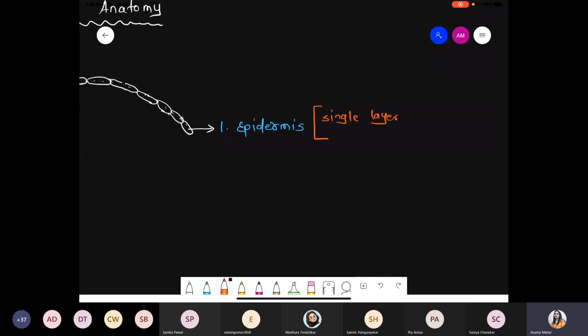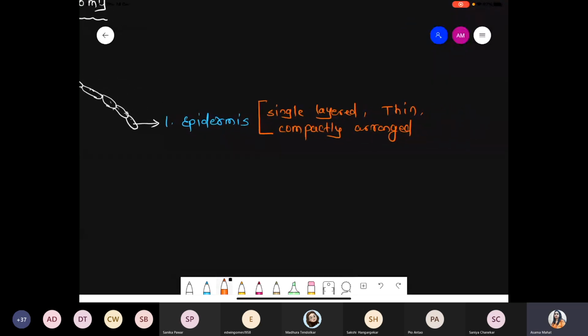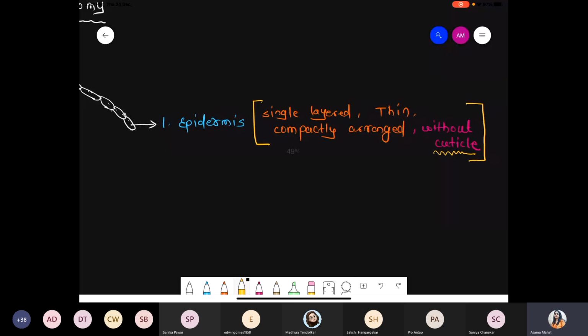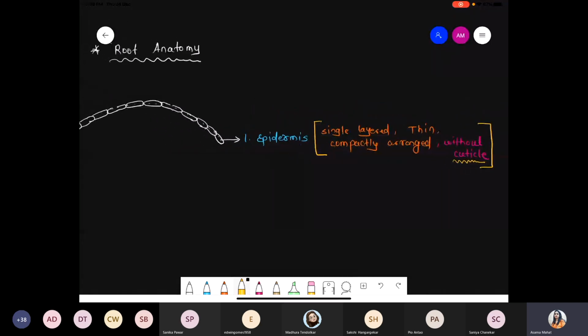ठीक है. So epidermis basically these are the single layered. Again these are the thin, compactly arranged, but without cuticle. Without cuticle, because last class also we discussed cuticle, basically they made up by the cutin, and cutin, these are the one kind of the fatty acid who form covering. So cuticle basically they are characteristic feature, those are present on the stem and the leaf because they help to reduce water loss. So all this information with respect to first point, that is epidermis, and epidermis, these are the outermost layer of the root.